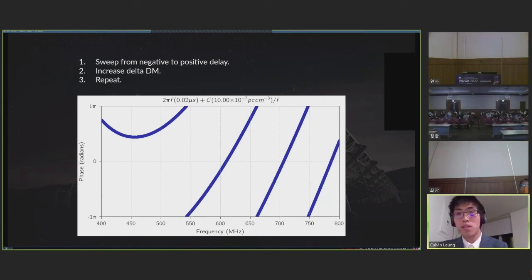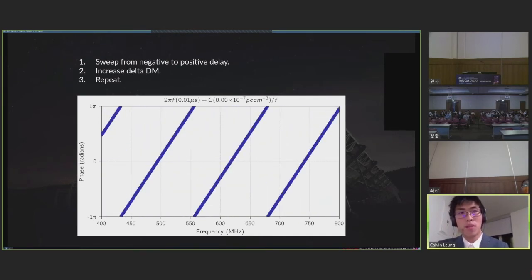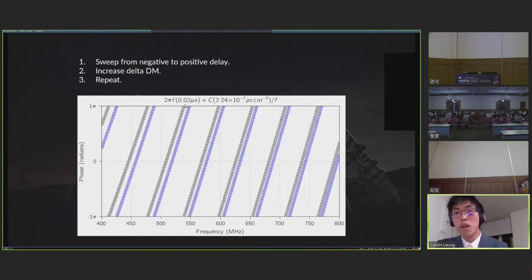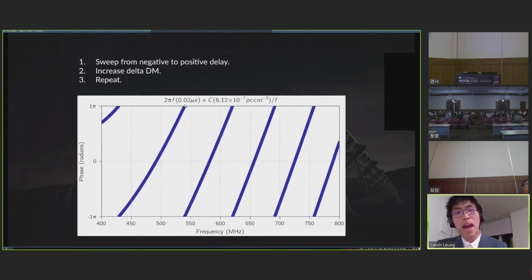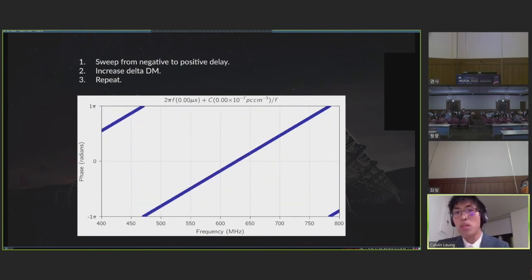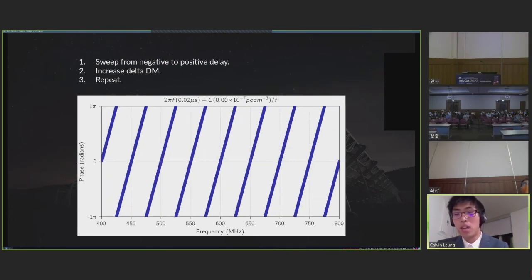And I prepared a little GIF to illustrate what this looks like. I want you to look out for a couple of things. First, I'm sweeping the delay from positive to negative. You can see the slope of those fringes change. And now I'm adding some delta DM. And you can see that at the low frequencies, because the ionospheric delay is so frequency dependent, you can start to see that curvature, which comes uniquely from the ionosphere and not from different positions on the sky.